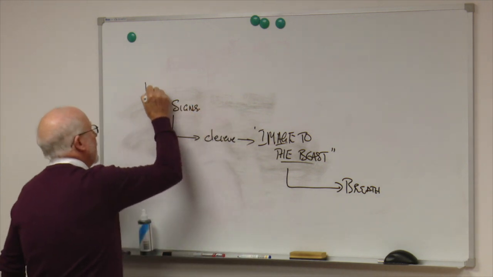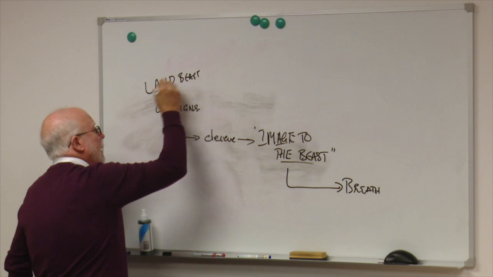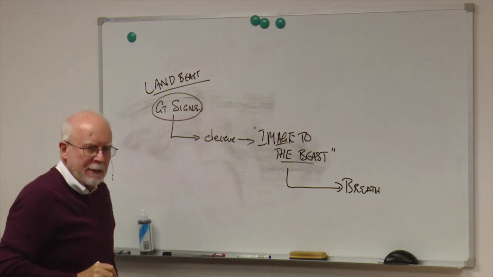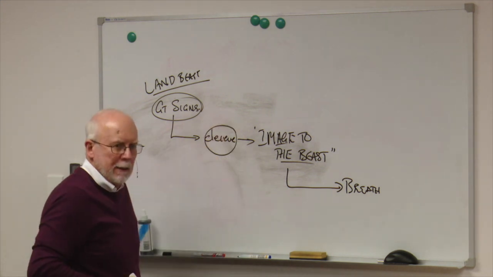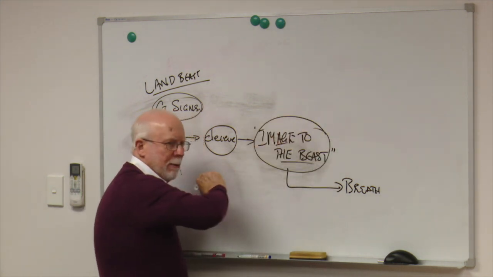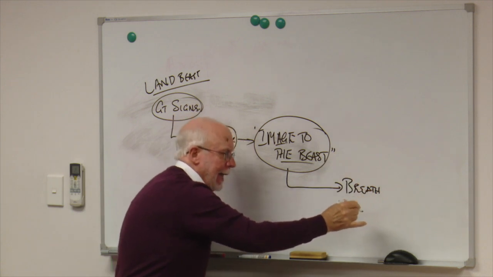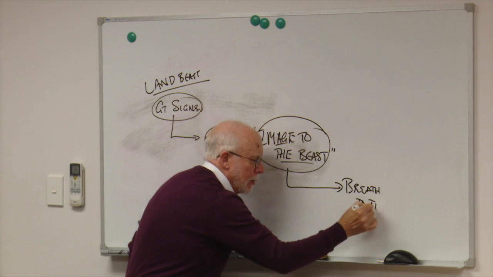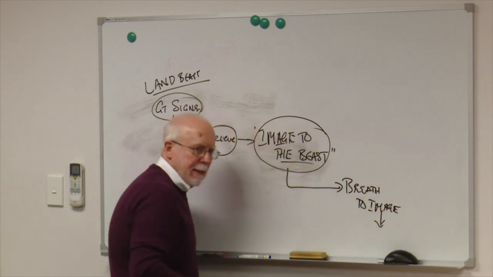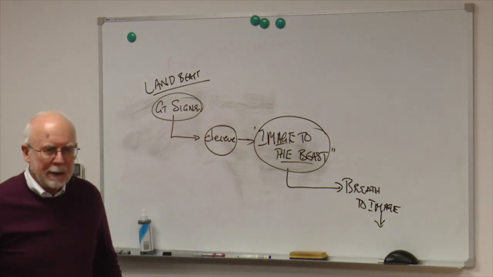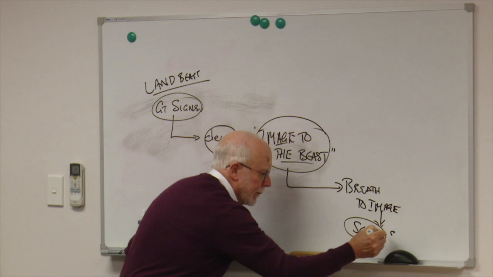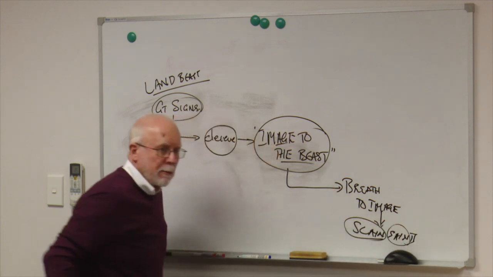So the land beast, here it is. Verse 13, performance of great signs. The great signs are deceptive. And what do they lead to? A setting up of the image to the beast that was slain by the sword and yet lived. And once that's set up, he moves into the next step, which is he gives breath to the image. And what does the image do? It speaks. And when it speaks, what happens? It causes those who would not worship the image of the beast to be slain. You clear on this? So he gives breath to the image, and this will result in the saints being slain. So that's the dragon's program.